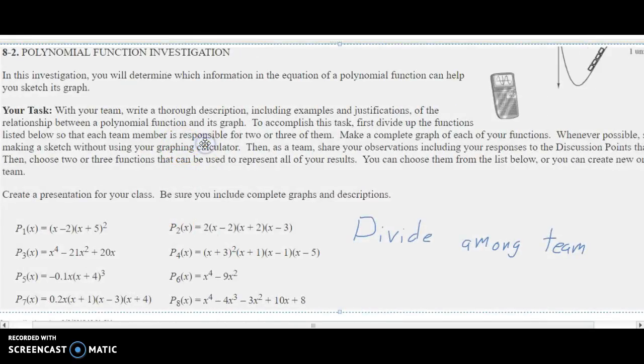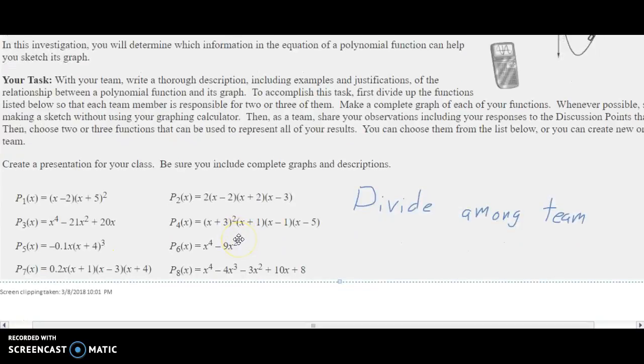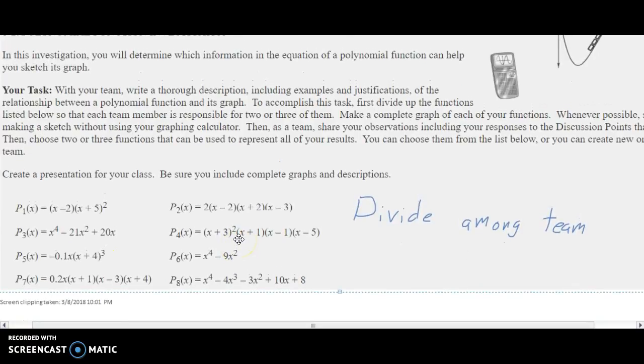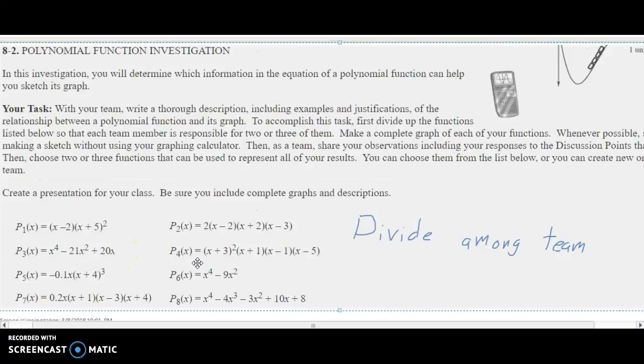So 8.2, right? What you'll do is break up into teams. You need to work in teams in this. I can't emphasize that enough. Because there are so many of these problems, right? There are 8 polynomials down here, and you're going to have to make a graph for them. And if one person's trying to do all that, it can be quite a bit of work. So please separate, get into teams, and work together.